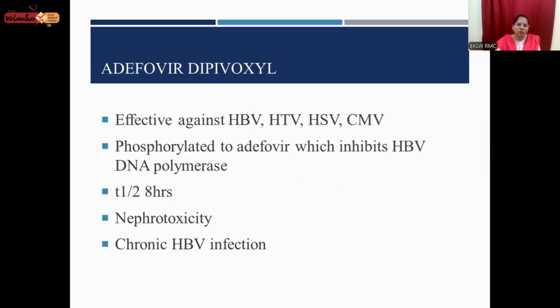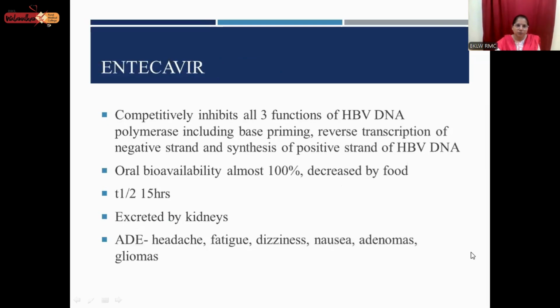Adefovir dipivoxil, again it is effective for hepatitis B infections, and also effective for herpes simplex, zoster, and cytomegalovirus infections. Half-life is 8 hours, and it produces nephrotoxicity as an adverse effect, and inhibits the DNA polymerase enzyme.